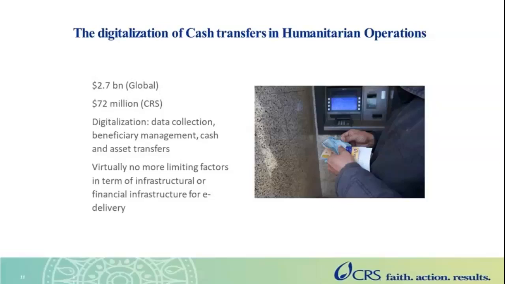Very early on, CRS has been trying to use ICT4D for cash intervention, whether it is for data collection, beneficiary management, or cash transfers. The main limiting factors were the technological and financial infrastructure. But now, with the maturity of some technology, it's not necessarily a limiting factor anymore. Virtually, there is no infrastructural limiting factor for the use of ICT4D technology, particularly for digital finance.